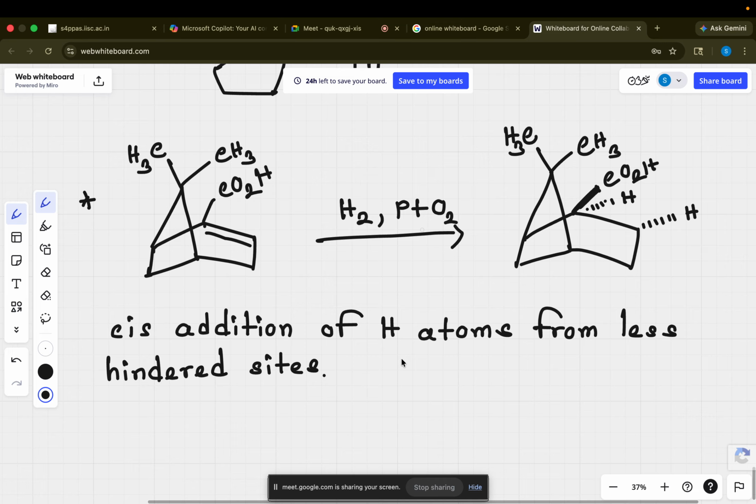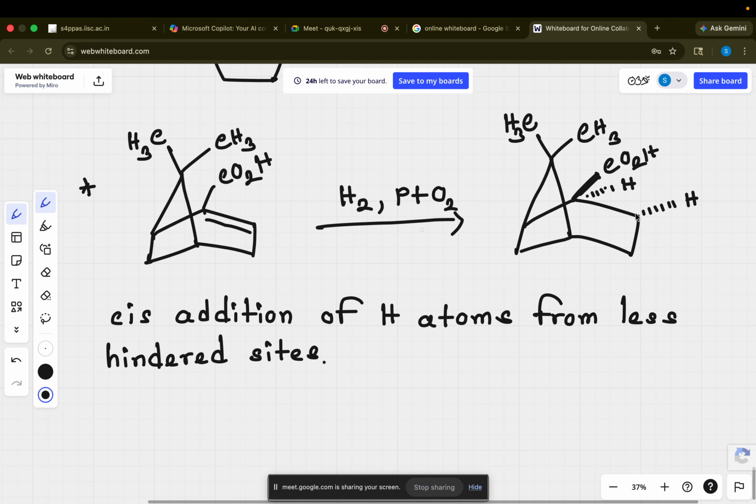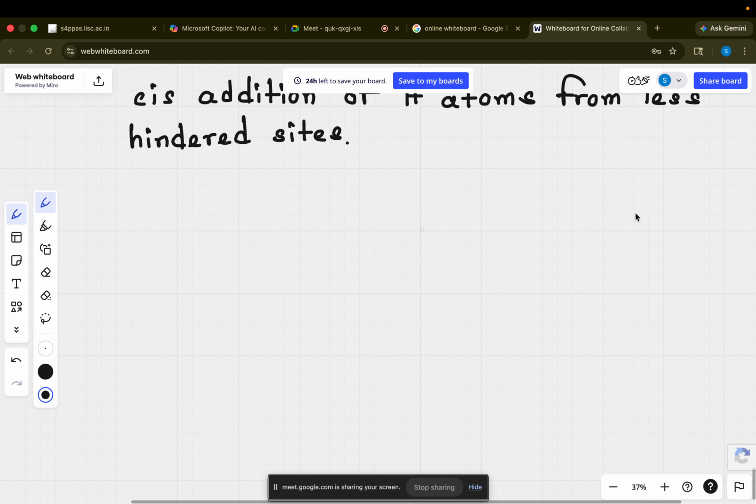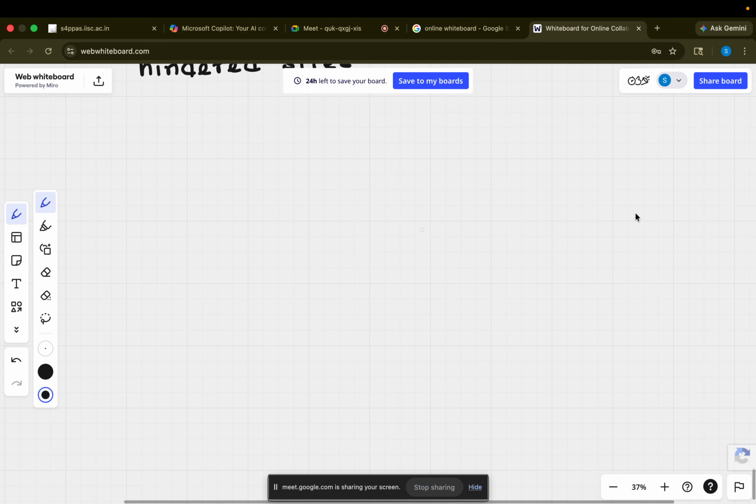Understood? Already above the plane you have this group, this bridging type of unit, so that's why the hydrogen is approaching from below the plane. Also the metal is already associated with the hydrogen, and the metal surface is present there, so it will definitely find the less sterically hindered site. Done? Any doubt you can ask me.